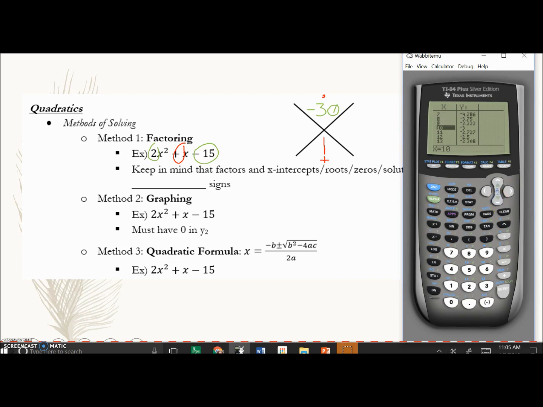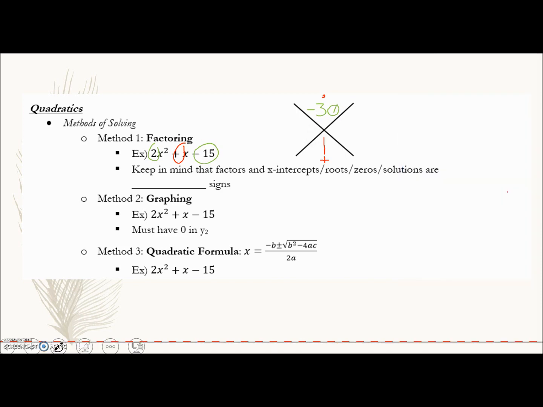So like I would go to this first one that has whole numbers. So 10 and negative 3 plus negative 3 is 7, not 1. So that wouldn't be it. If I go to this one, 6 plus negative 5 equals 1. So that's our combo right there.